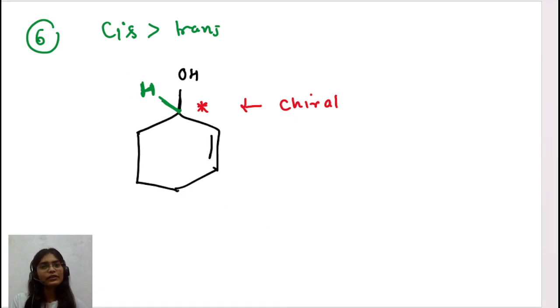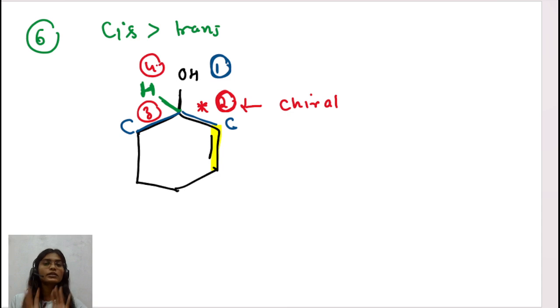Let's see the priority there. First of all, how about the priority there? The first priority is given to the OH group. Why? Because obviously it's an oxygen. Then look at this: it's a carbon, and this is also a carbon. But observe this: this is a double bond, a multiple bond. It means the second priority is given to this bond. So it's 1, 2, and 2. And this is 3, and this hydrogen is only 4. This is how you check the priority.